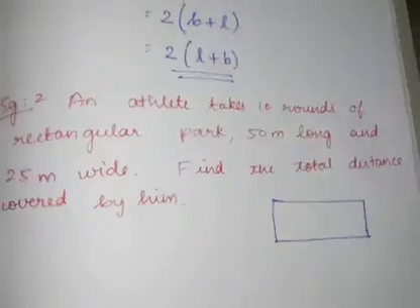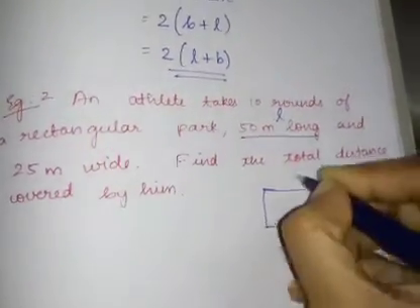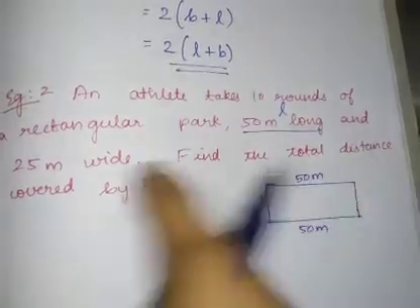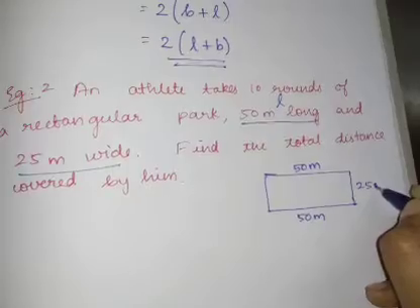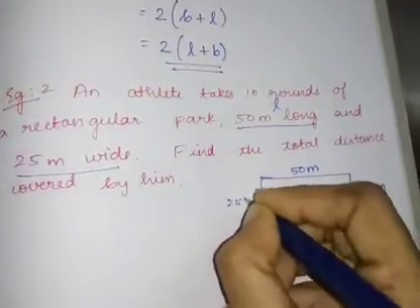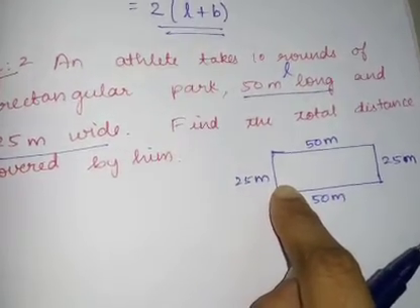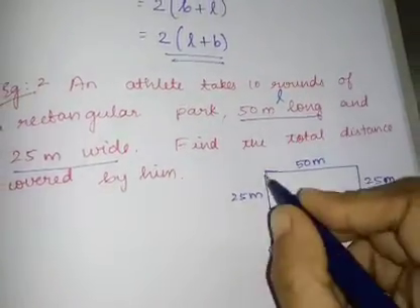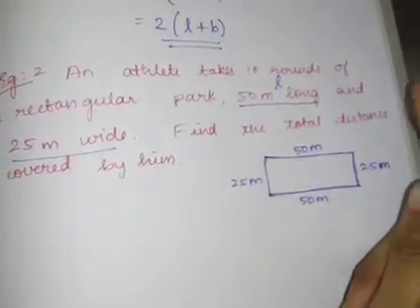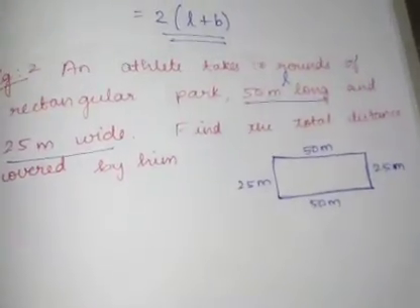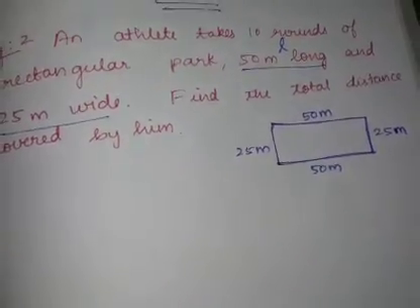What is the length of the rectangular park? 50 meter. So if it is 50 meter, here also 50 meter. 25 meter wide means 25 meter breadth, 25 meter breadth. So one time if you go round, that is the perimeter. One time if you go round the boundary of this park, it is the perimeter. If you find the perimeter for one round, you can find the distance for 10 rounds, right?